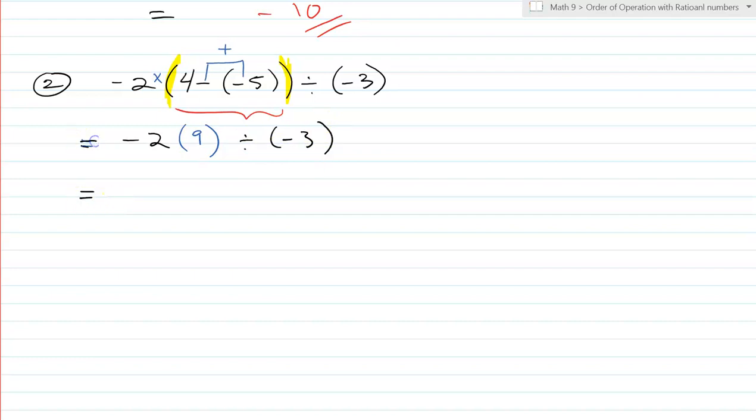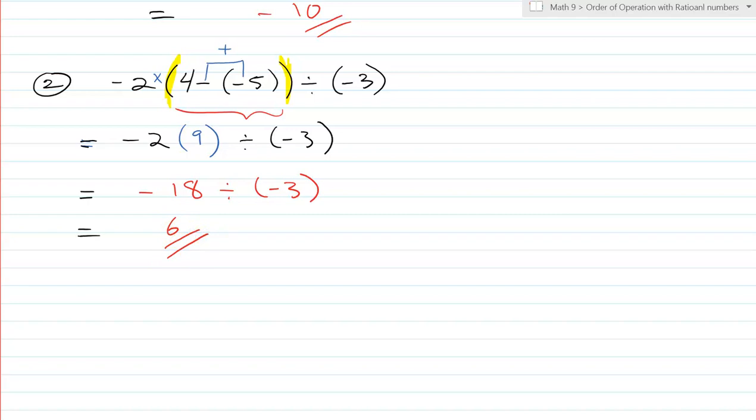Great. Okay, and now we're going to do multiplication and division, but in this case we're just going to go from left to right. That's not going to make a huge difference. I stand corrected, it doesn't make any difference at all, so let's do that. So the final answer: that's negative 18 divided by negative 3. Negative divided by negative is positive, that's the positive sign, and 18 divided by 3 is 6, positive 6. Okay, that's the final answer.